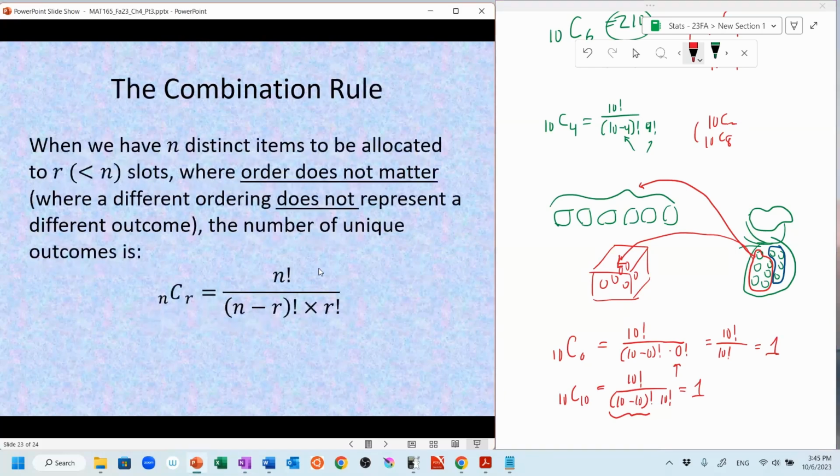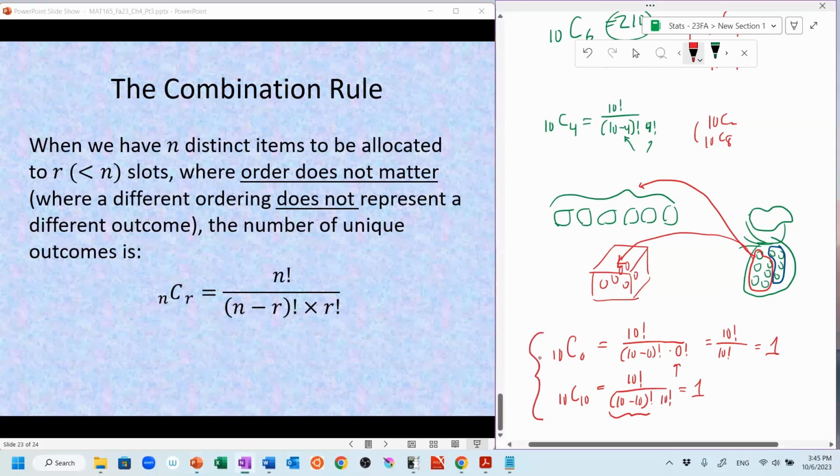There's only one. I just have to pick them all out and put them all in the box. So the combination rule says when we have n distinct items to be allocated to r less than n slots, where order does not matter, the number of unique outcomes is given by this formula. And we can have r equal to 0 or r equal to n, and we see that doesn't really cause any problems, right? By defining 0 factorial as 1, we allow for those edge cases, and that works out just as we would expect.